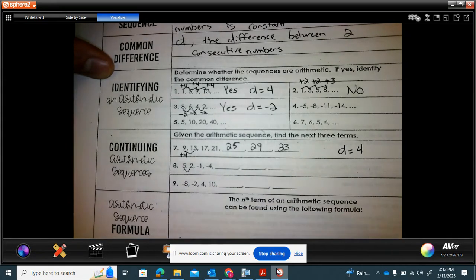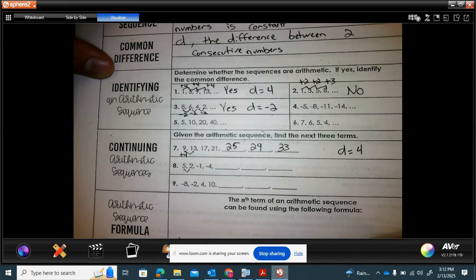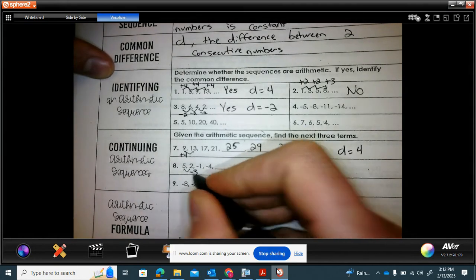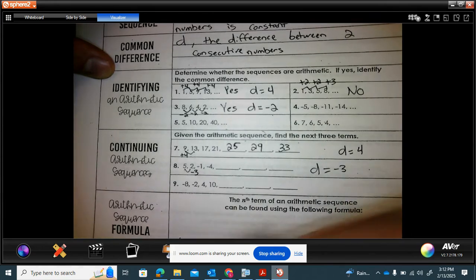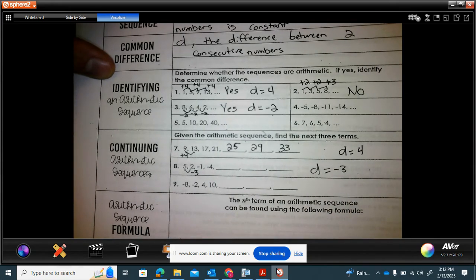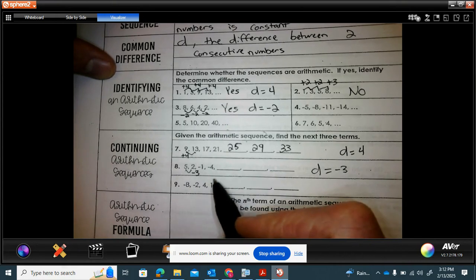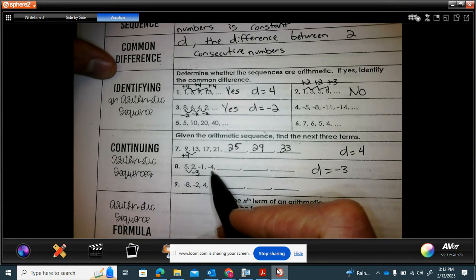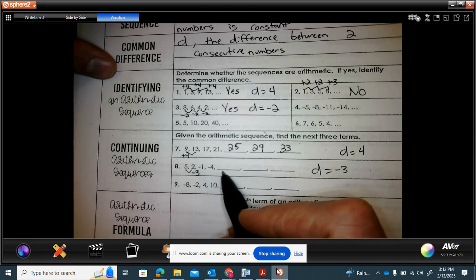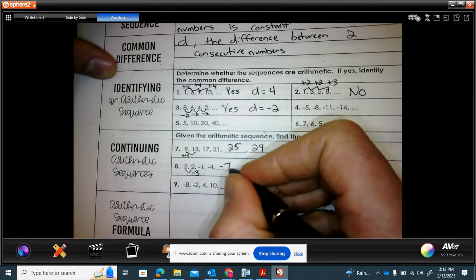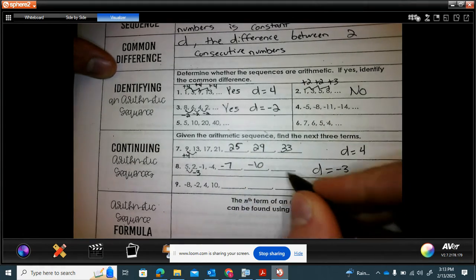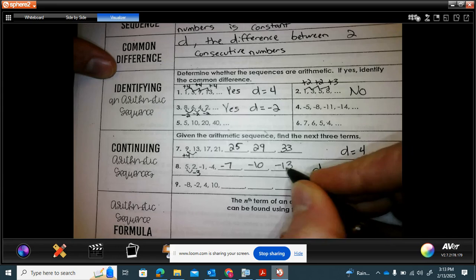And so likewise, question 8, to go from 5 to 2, you would subtract 3. So the common difference for question 8 is -3 because you're subtracting. Then you just have to do the same thing. To get my next three numbers, I just have to continue the pattern. -4 minus 3 is -7, -7 minus 3 is -10, -10 minus 3 is -13.